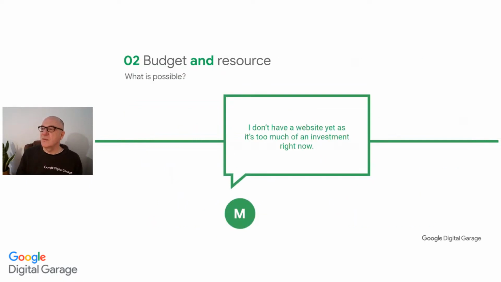Now, what is possible within your budget and resource? Well, in terms of Max's example, there's no website yet. It's too much of an investment. So essentially, can't afford a website at the moment. So is that going to be a problem or not? We just need to note that down at this stage and understand what we can do. So we'll note that down. We'll come back to that a bit later on.